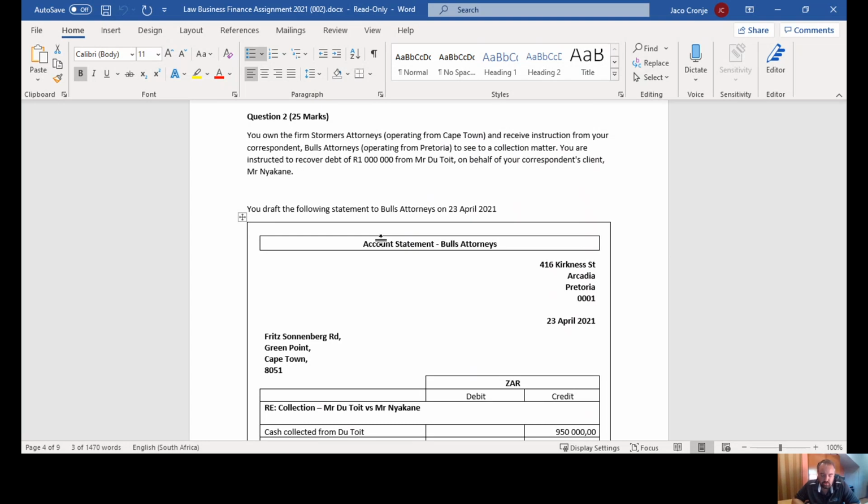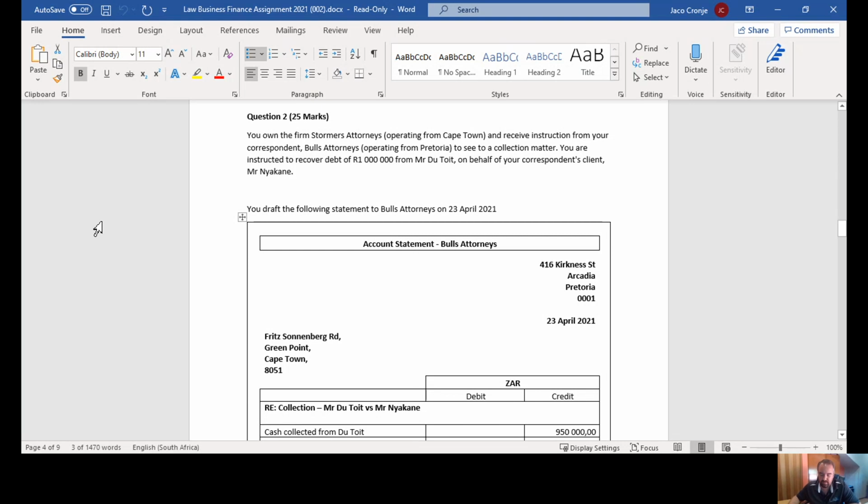You own the firm Stormers Attorneys operating from Cape Town, and we receive instruction from your correspondent Bulls Attorneys operating from Pretoria to see to a collection matter. You are instructed to recover a debt of 1 million rand from Mr. Du Toit. That is only information. It doesn't say that we have successfully recovered that. It says that we are instructed to recover 1 million, on behalf of your correspondent's client, Mr. Nyakane. Right. Then it says you draft the following statement to Bulls Attorneys on the 23rd of April.